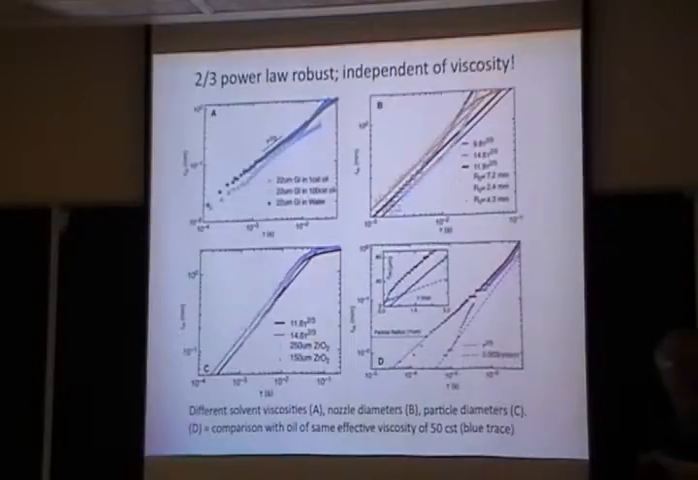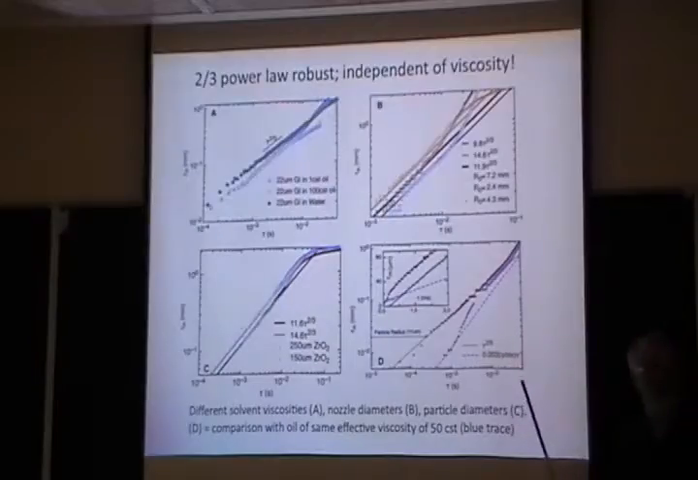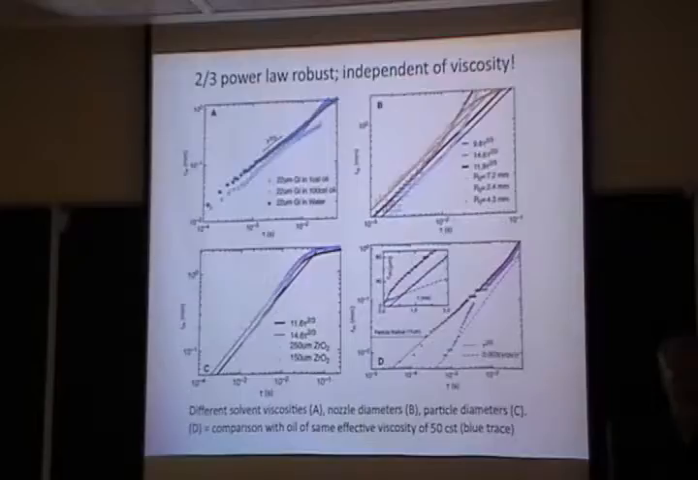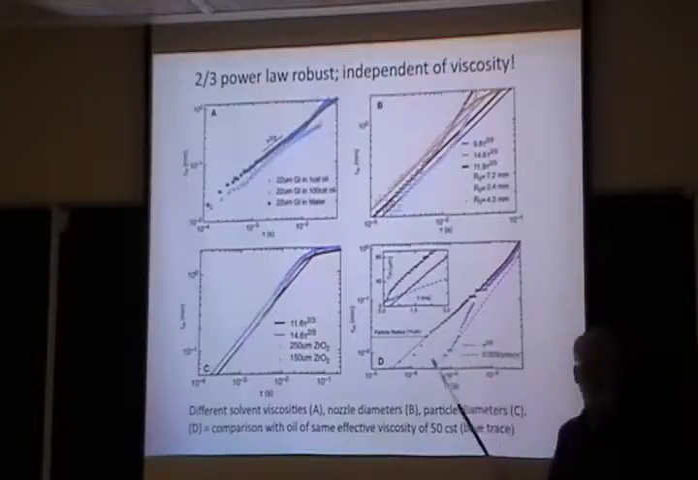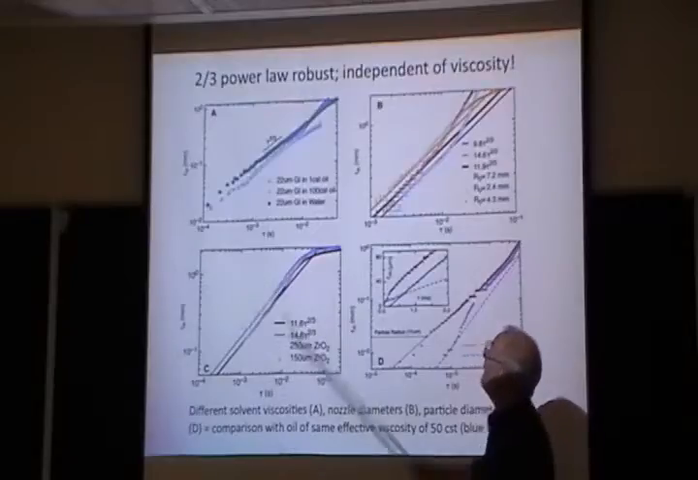So now I'm showing you a whole bunch of data. This is meant to tell you we tried a lot of things. And it's meant to tell you no matter what we try, asymptotically, the 2/3 power law is robust. And we can talk about details, but this is meant to just overwhelm you a little bit. Okay? So what did we try?